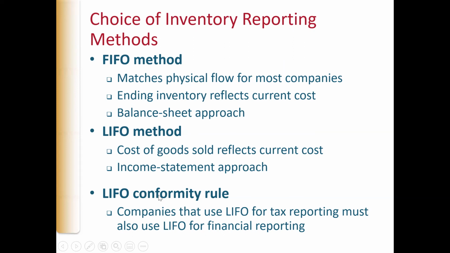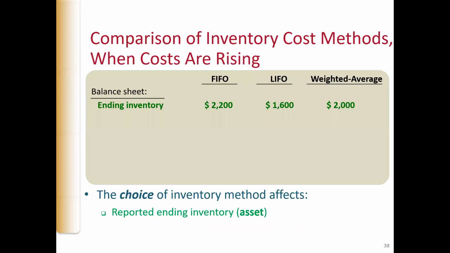The LIFO conformity rule basically says if a company uses LIFO for income taxes, they have to use LIFO for financial reporting. You can't have it one way and then get to opt to make your financial statements look better.